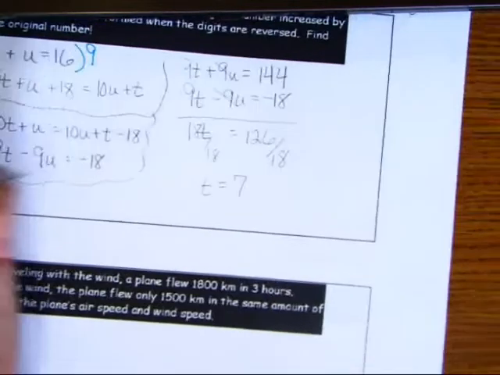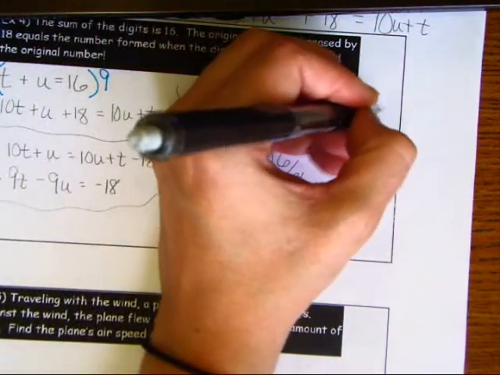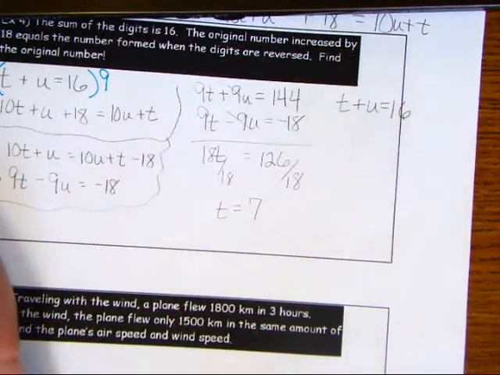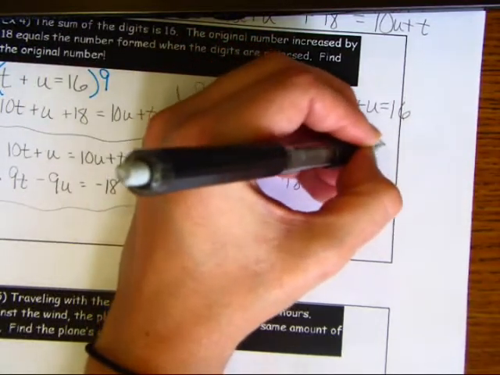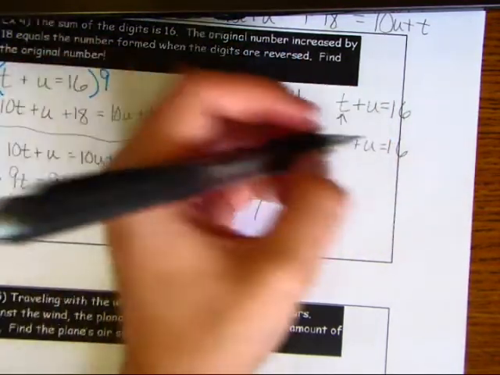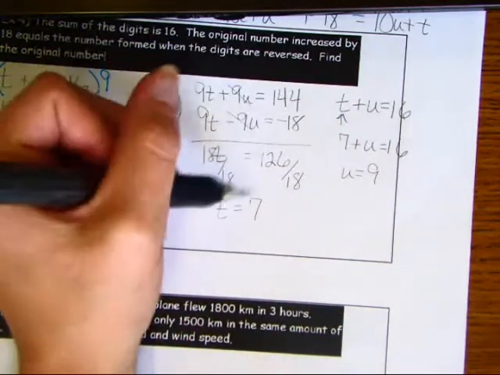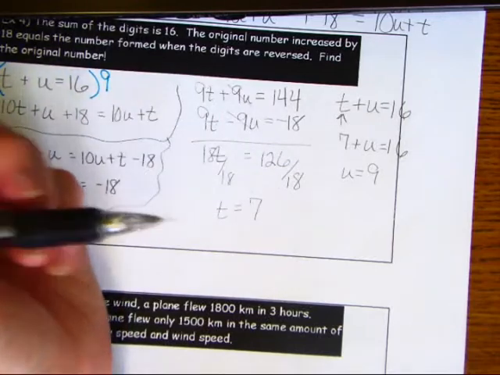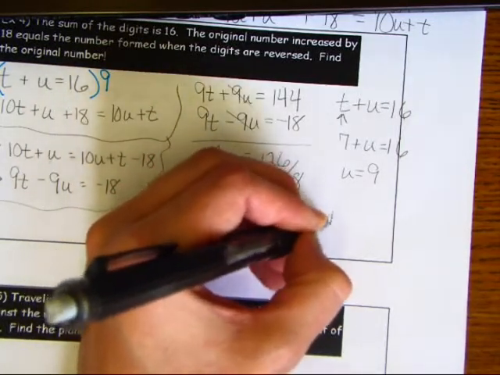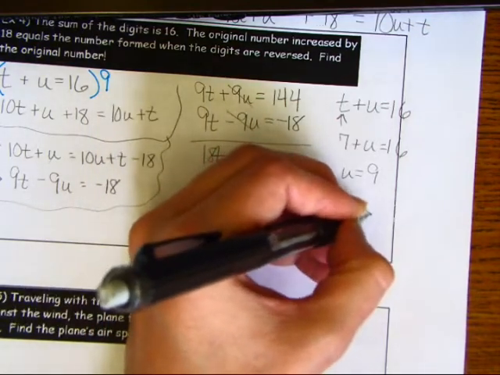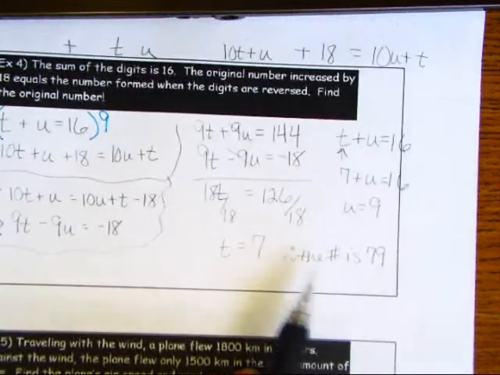Now I need to take that and figure out what the heck u is. So I'll do t plus u equals 16. I'm picking one of my original ones. So I'm going to plug in 7 plus u equals 16. And then I'm going to subtract, and u is 9. Since I have a tens digit and a nines digit, I can go ahead and say, therefore the number is 79.